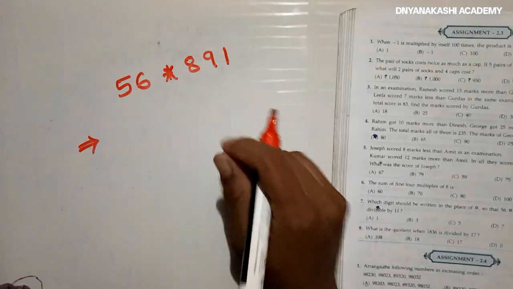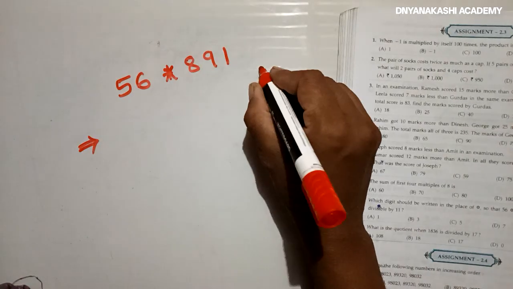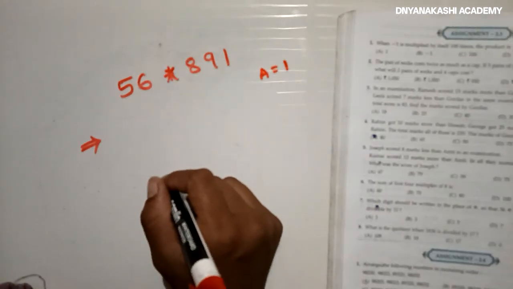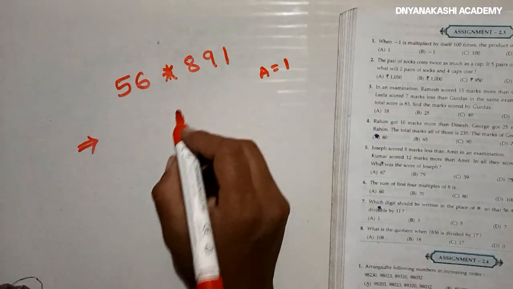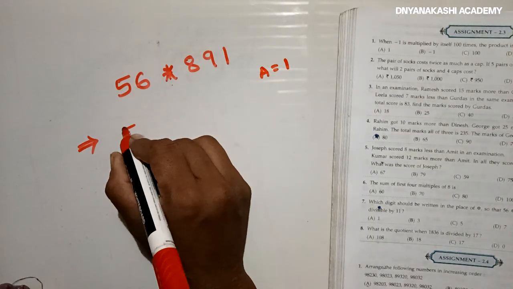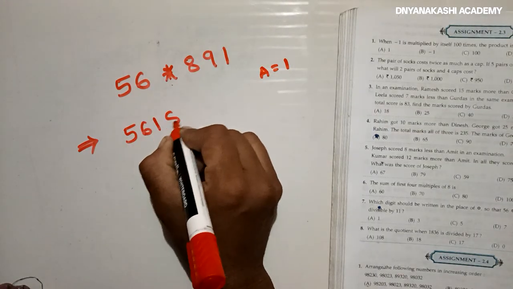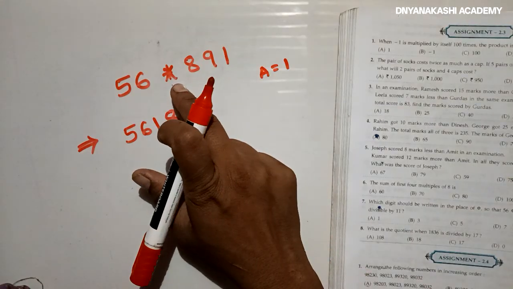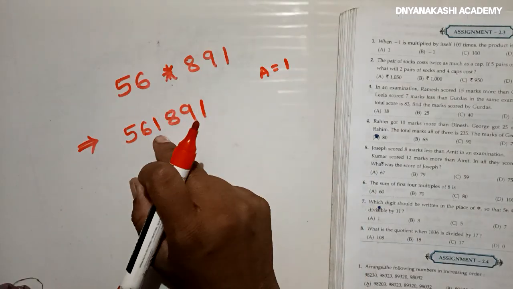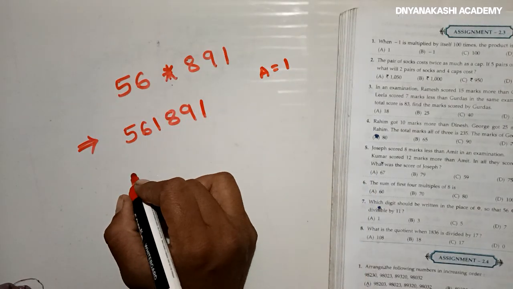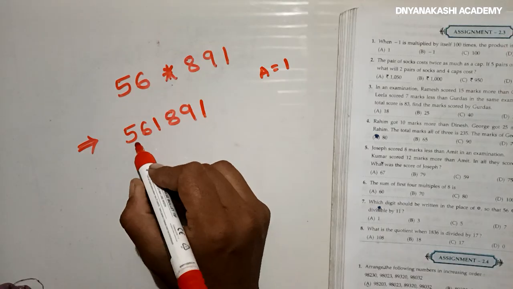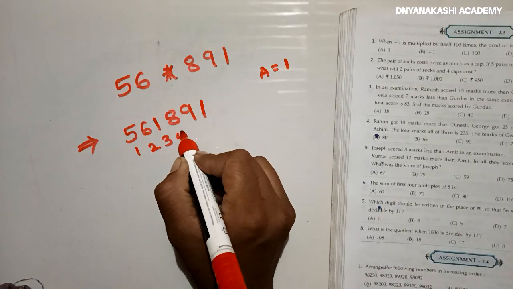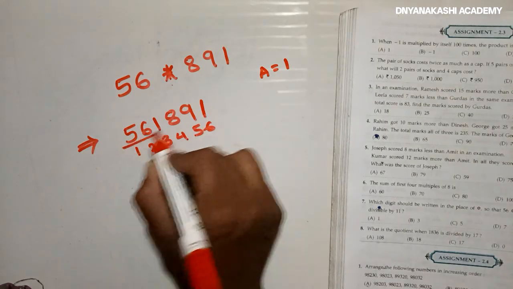First I check with the options. First, option A is equal to 1 here. I put the 1 here: 5 6 1 8 9 1. In the place of this symbol, option A, equal to 1, I put here. I check the divisibility test of 11. This is the first number, second number, third number, fourth number, fifth number, sixth number.